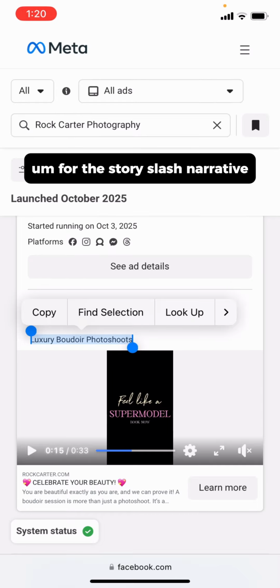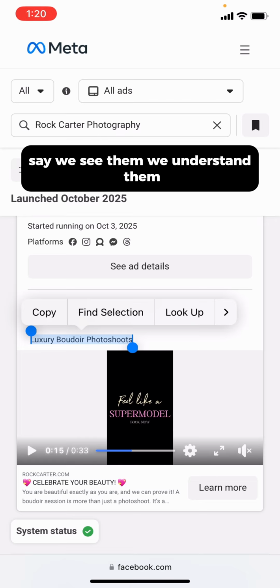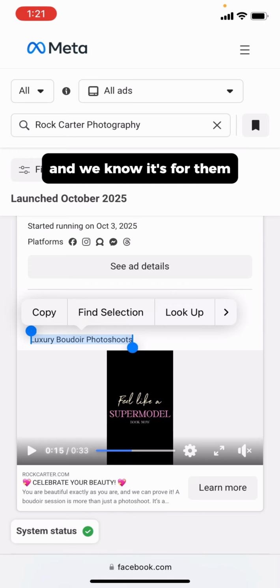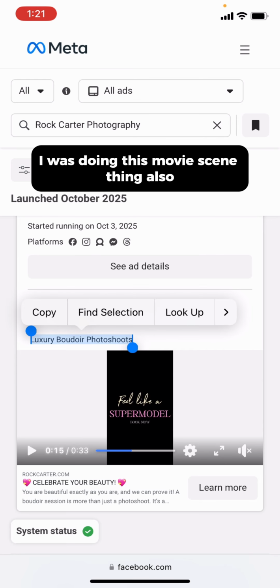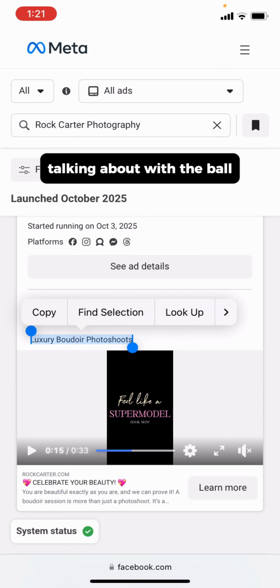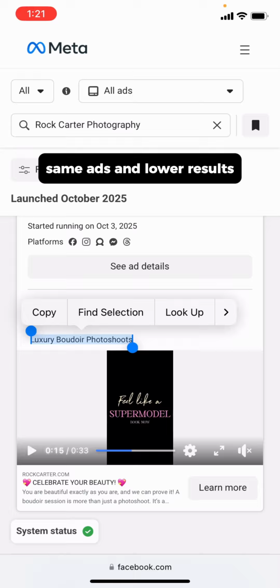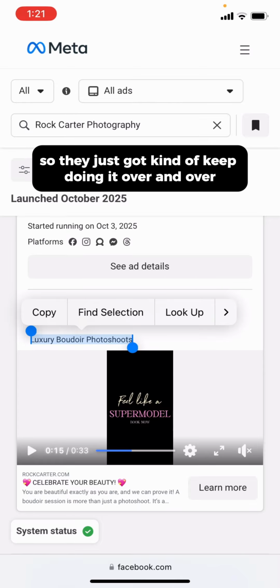For the story/narrative, this is our chance to empathize, show we understand what the heck's going on, say we see them, we understand them, and what we've got is for them. And we know it's for them because we just explained their whole situation perfectly. I was doing this movie scene thing also at the beginning of this video, talking about boudoir photographers running ads on their own, ads doing worse and worse over time, even though it started out good. Same ad spend, lower results, feeling desperate, not knowing where to fix things, just refreshing things, but the same structural issues remain in the ad, so they just have to keep doing it over and over.